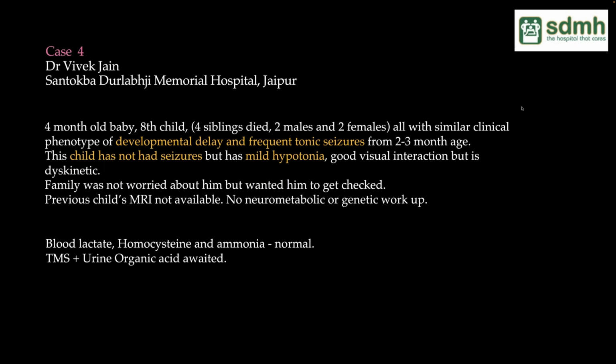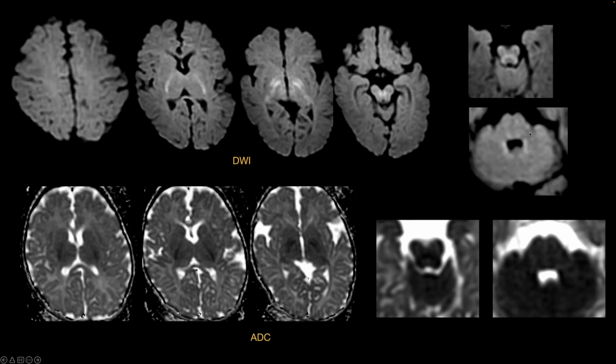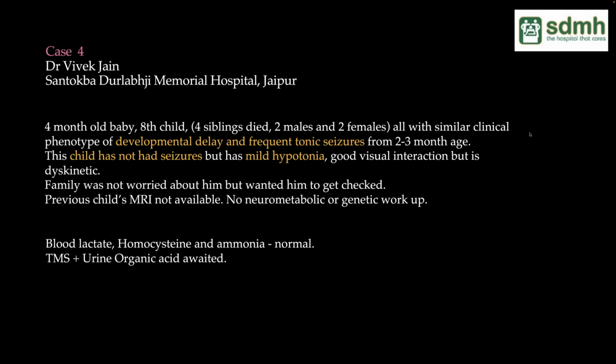The previous children's MRIs and workup were not available, and no workup was otherwise done. His metabolic workup I had done, which was normal, and this MRI was done at the same time. So my differential is late onset NKH or ITPA associated DE, where, like my previous patient, seizures started at 5 months of age in ITPA DE. So maybe his seizures are going to start now. That could be what the experts feel about the MRI.